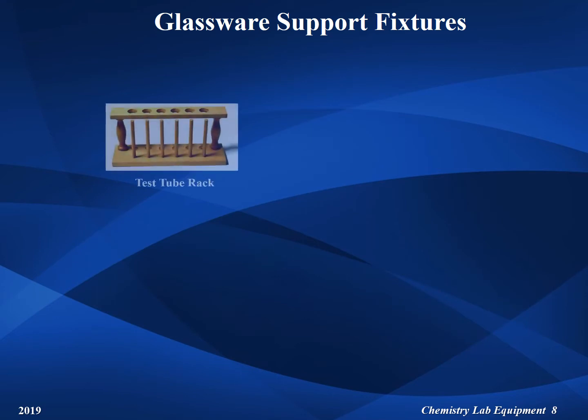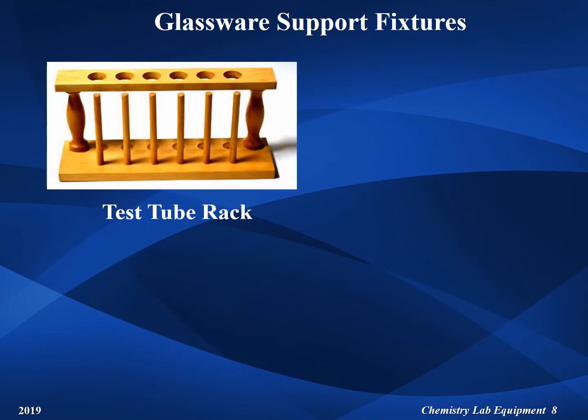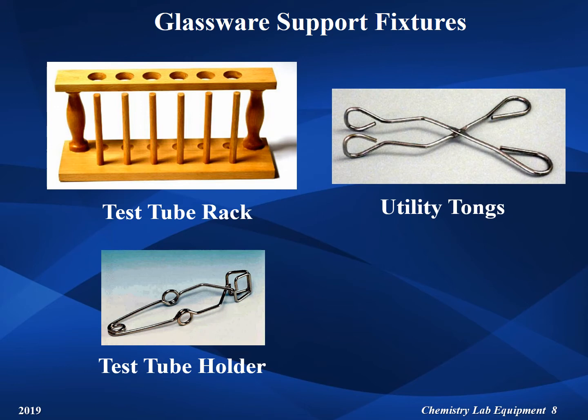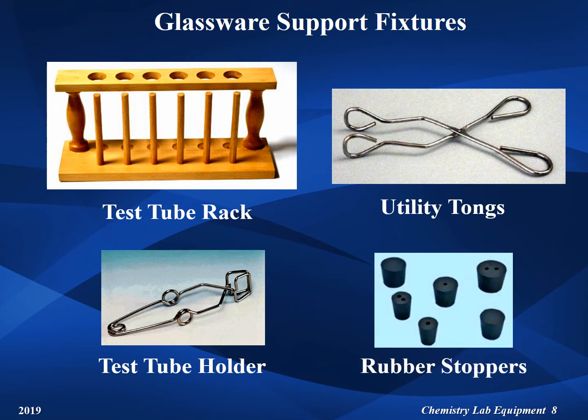Other fixtures for glassware support include a test tube rack, a test tube holder, utility tongs, and rubber stoppers, which can be solid with no openings, or with 1 or 2 openings for the insertion of glass tubes connected to other glassware.